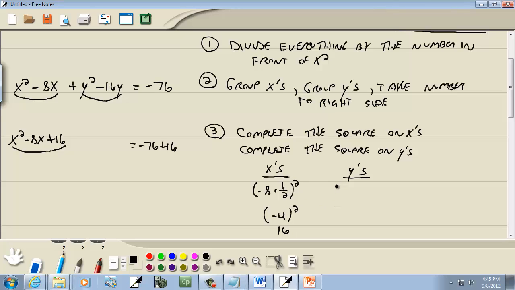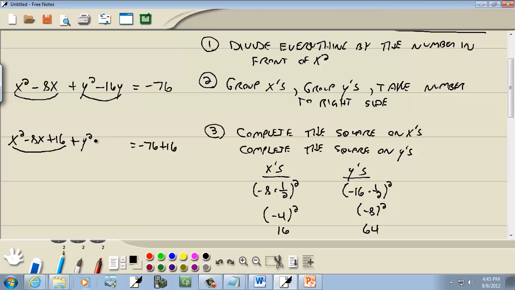There we go. Now for the y's. I'm going to take the number that's before our y, which is negative 16. I'll multiply it times a half and I'll square it. It's always times a half, it's always squared. Negative 16 times a half is negative 8, and negative 8 squared gives us 64. And we're going to add that to both sides.